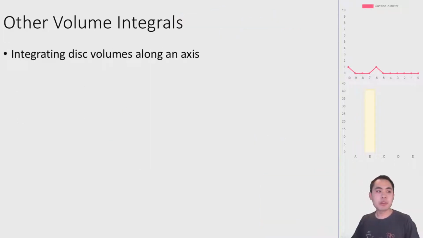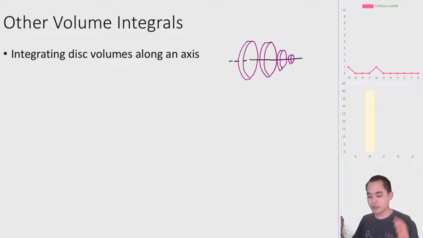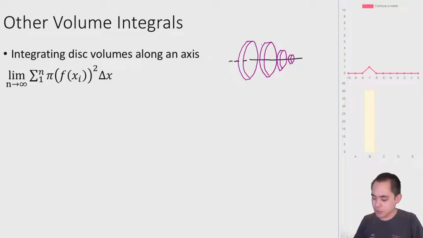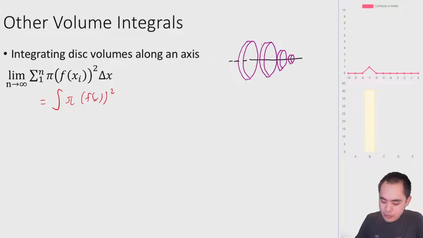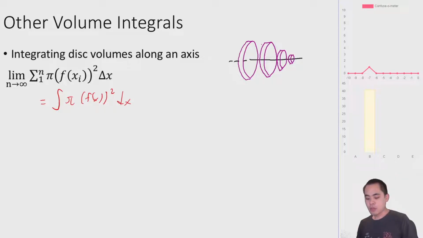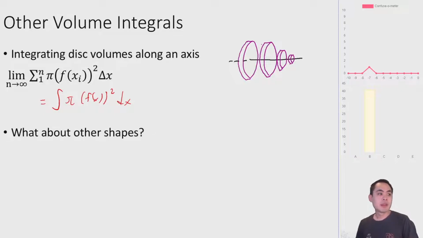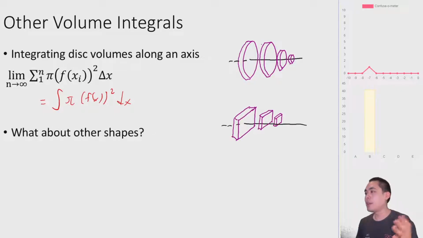So here what we were doing is integrating disk volumes around an axis, right? We broke up our integral into a bunch of these little disks, and we said that the volume of each of those was pi r squared delta x. And that's the reason we could take this integration. So this was equal to the integral of pi f of x squared dx. What about other shapes? Well, for example, what if we could break up our figure into a bunch of little squares?